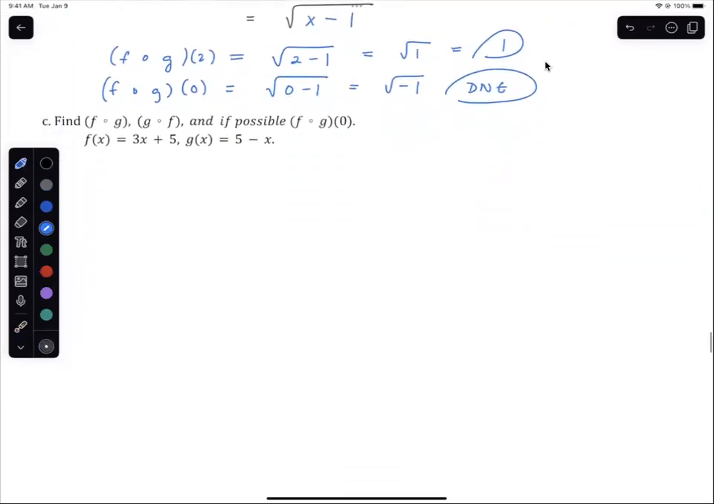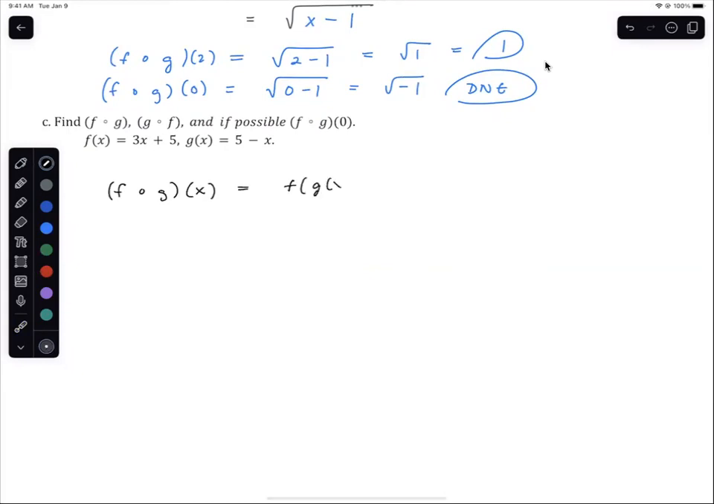Okay. Find f composed with g, g composed with f, and if possible, f composed with g of 0. So f composed with g of x is the same thing as f of g of x, where g of x is 5 minus x. So wherever we see an x in f of x, we're going to replace it with 5 minus x.